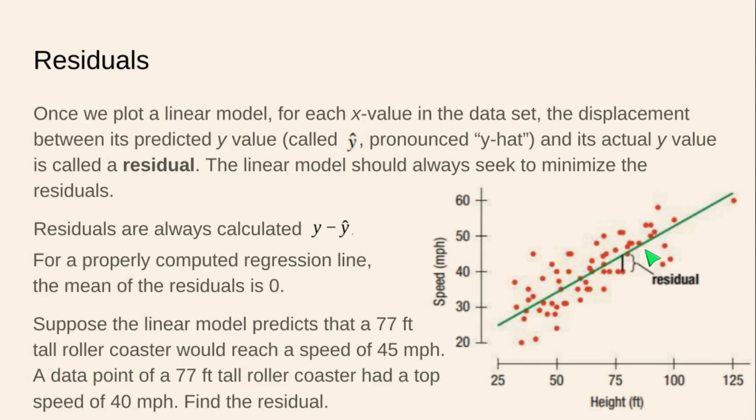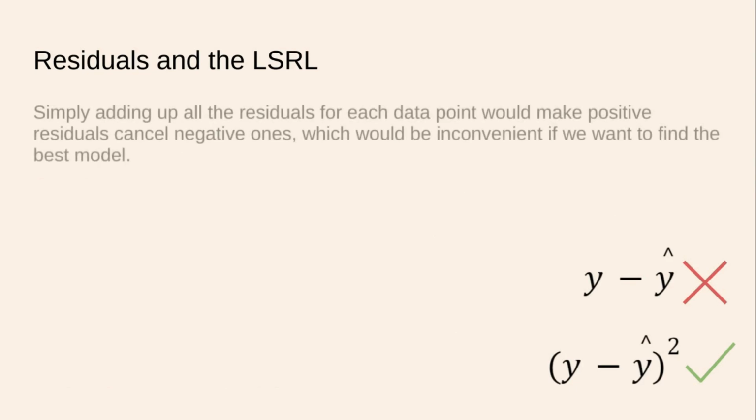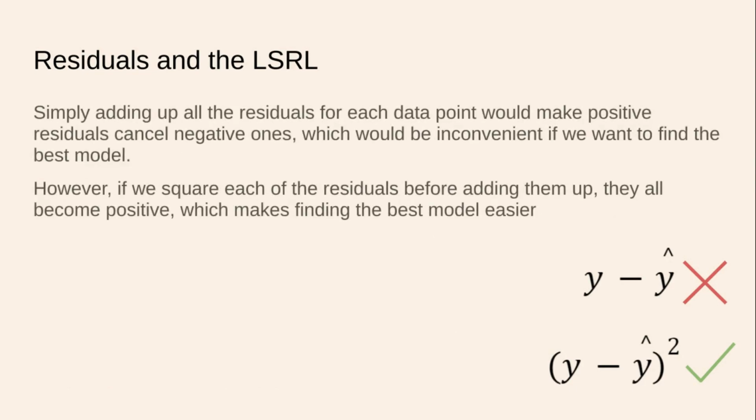So we can't just say, okay, let's make the mean of the residuals 0. There are many ways I could do that. Almost all of them will not actually properly express the data. So we need to be a little more creative. We need to think outside the box, or should I say the square. If we square each of the residuals before adding them up, they all become positive. As long as you are dealing with a non-zero residual, if you square it, it becomes positive. And that makes finding the best model easier.